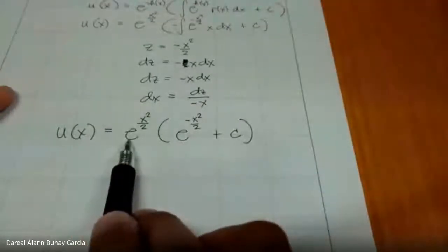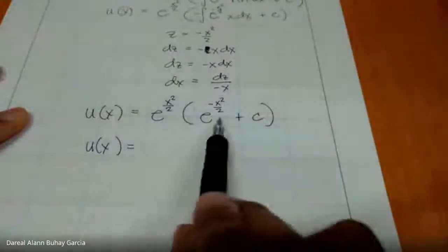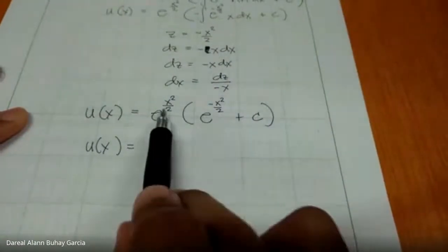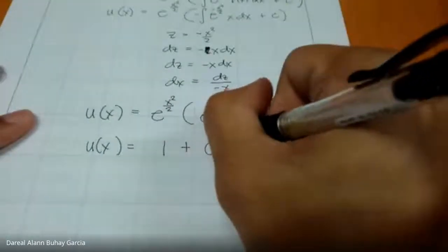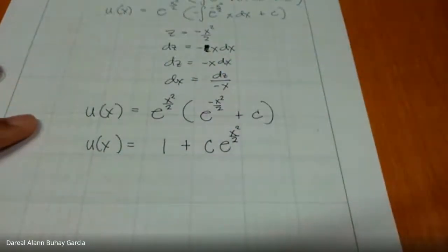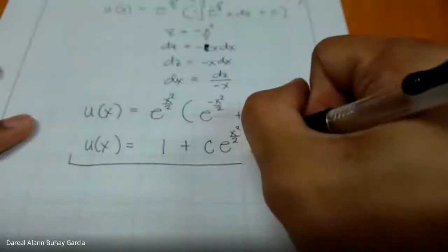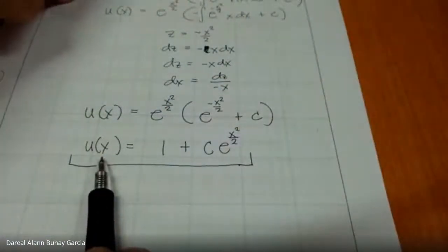So distribute this one. u of x is equal to, what's the product of this one? We have the same exponents but negative, equal to 1. So 1 plus c times e to the power of x squared over 2. Okay. Not yet the final answer because this is still our u of x.